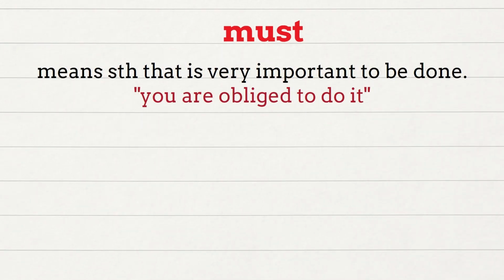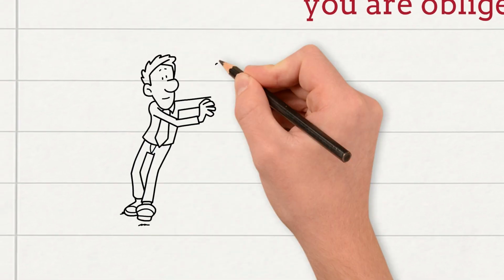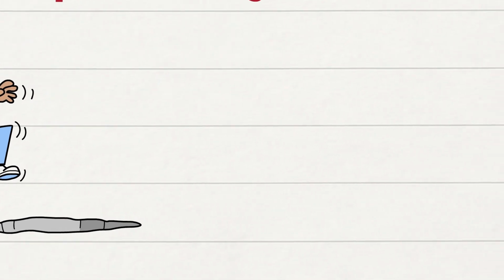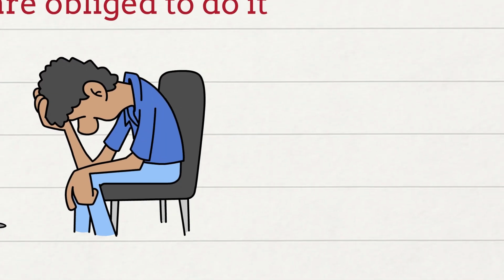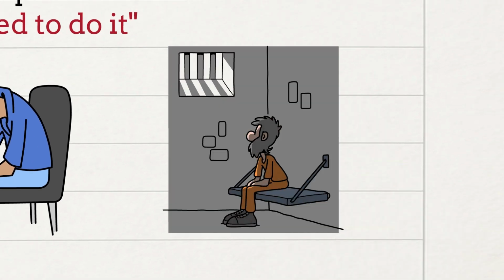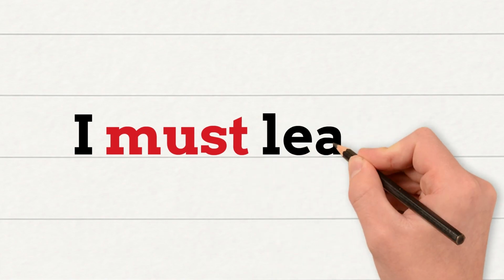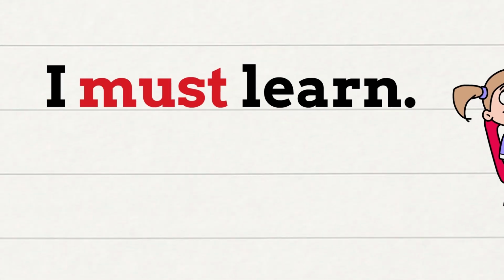When I say, you must do an action, this means that the action is very important and you have to do it. Or you can say that you are obliged to do it. Because if you didn't do this action, you may be in danger, be punished, or be in trouble generally. Look at this example here. I must learn. This means it is very important for me to learn.